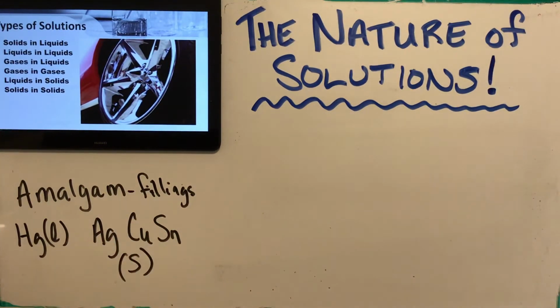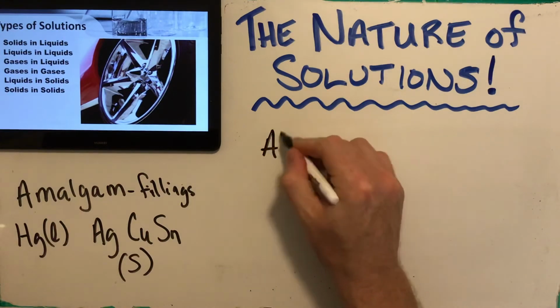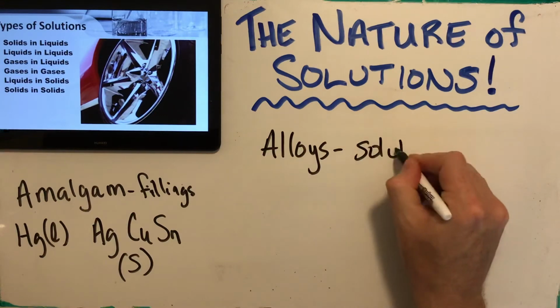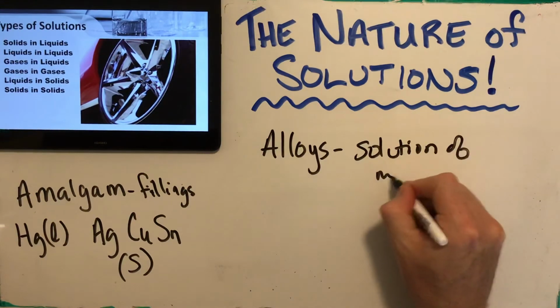Here we see a metal rim on a car. Now this is a high performance automobile. You can buy custom parts. So quite often for car parts, they use things called alloys. An alloy is a solution of metals.